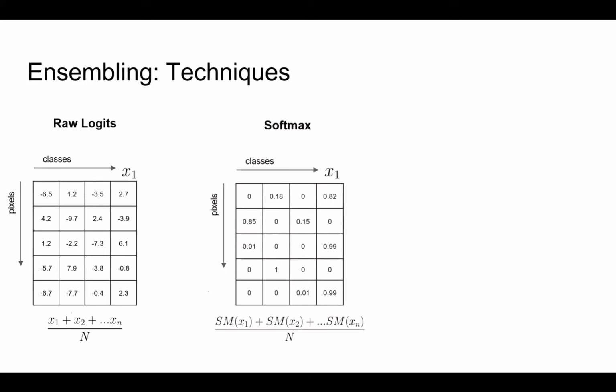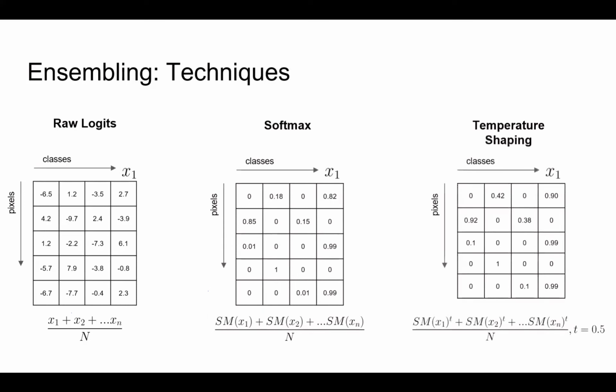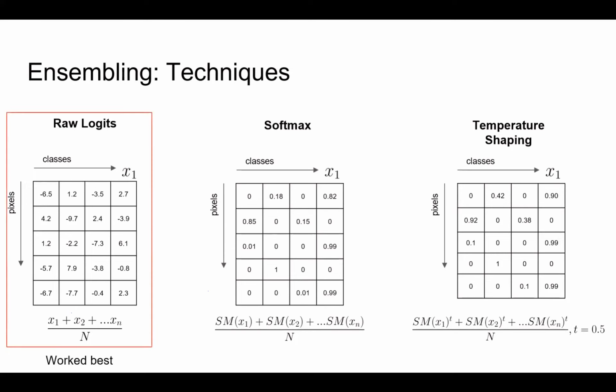and then summed over all models and renormalized back again. Another ensembling technique is temperature shaping. It is similar to the softmax function, except the outputs are additionally taken to the power of 0.5. In a sense, such an ensembling technique enhances the distribution over classes by reducing variance. Interestingly, in our practice, the best performing ensembling technique was average across raw logits. This could be explained by the fact that we used only the EfficientNet family of models.